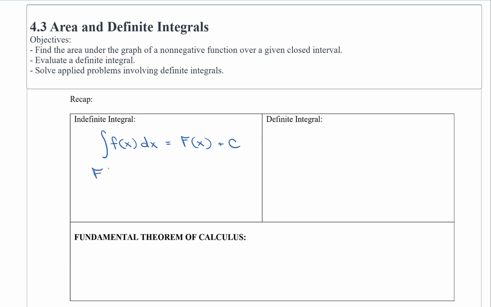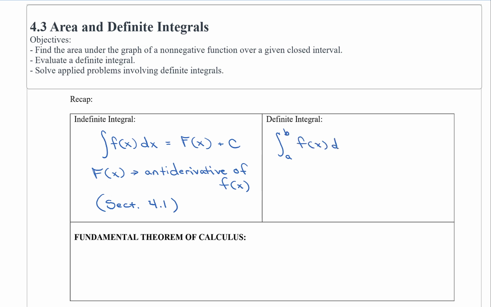Remember, we introduced this notation of the uppercase F of x, and this represents the antiderivative of lowercase f of x. We introduced this notation in section 4.1 on anti-differentiation. This is what we started learning when we started chapter 4. And then we moved on to 4.2, which was on the definite integral, the integral from a to b of lowercase f of x dx, which actually represents a net area.